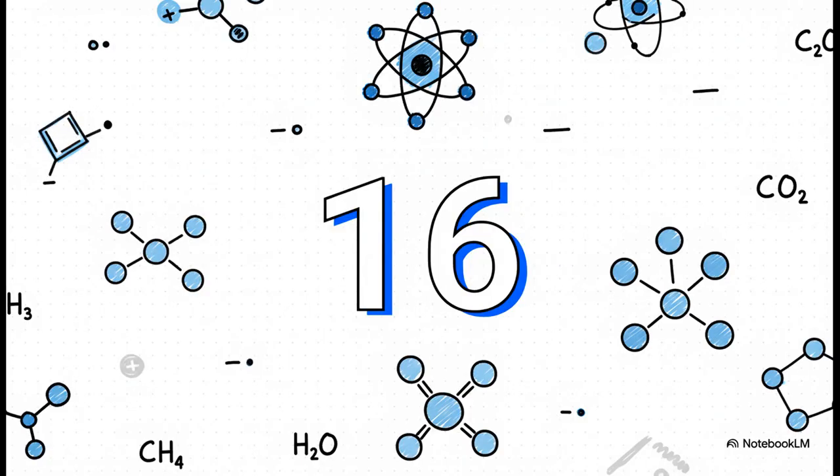Okay, let's put that into practice. Let's take carbon dioxide, CO2. So carbon is in group 14, which means it brings 4 valence electrons to the party. Oxygen is in group 16, so it brings 6. But wait, we have 2 oxygen atoms, so we have to multiply its contribution by 2. So you add it all up, 4 plus 12 gives us a total budget of 16 valence electrons to build our whole structure.